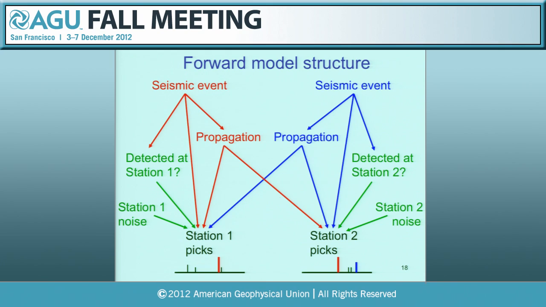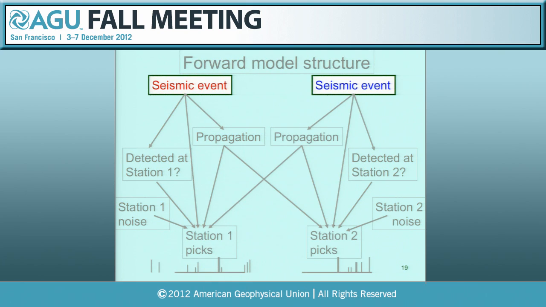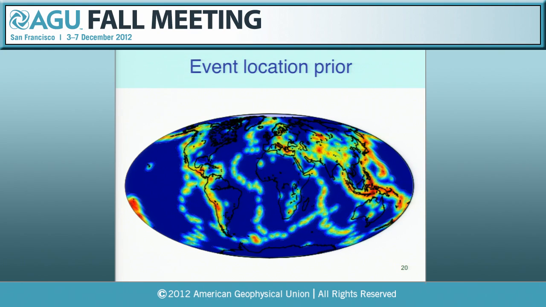We have the prior for events. We have propagation of signals. They can be detected. There's also noise, and that produces the arrival information at the stations. So I'll show you some of the pieces. Here's the event location prior. So there's a uniform distribution. That's sort of the big blue background. And then historical events are used with a kernel-based density estimation process to estimate this prior.